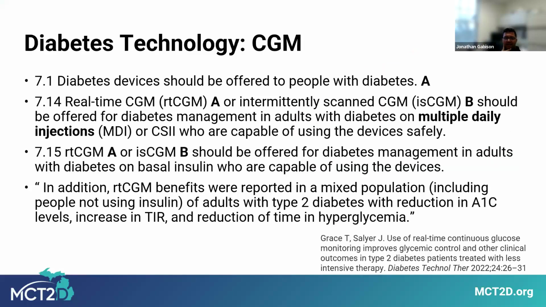The standards updated their content on diabetes technology. They recommend that all people with diabetes should be offered a diabetes device. CGM should be offered for diabetes management in adults with diabetes on multiple daily injections. Real-time CGM, which is continuous, gets an A, and intermittently scanned CGM, doing it off and on, gets a B rating. CGM should be offered in adults with diabetes on basal insulin. In addition, there is evidence supporting reduction in A1C levels and reduction of time in hyperglycemia for patients who are not on insulin.